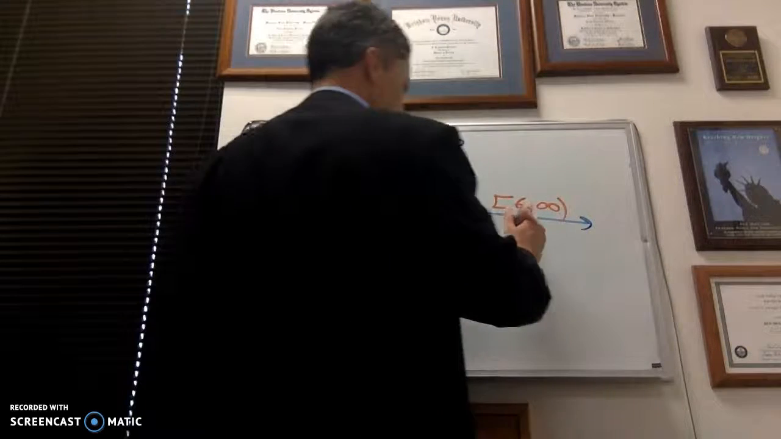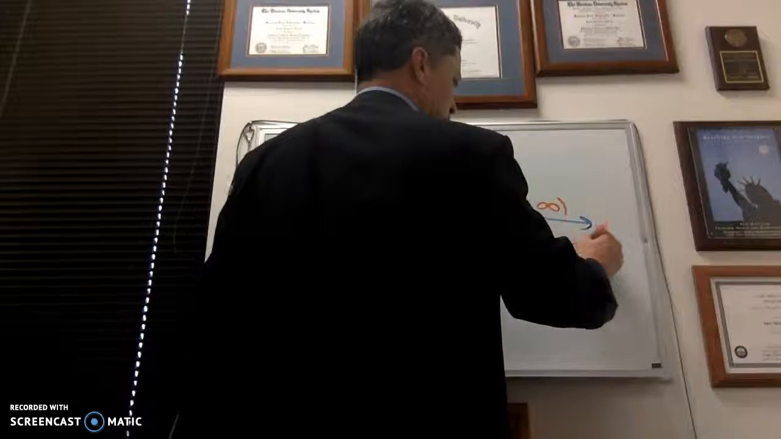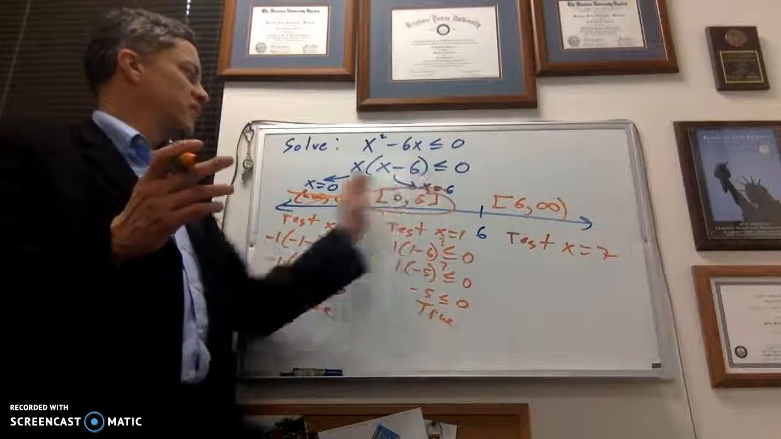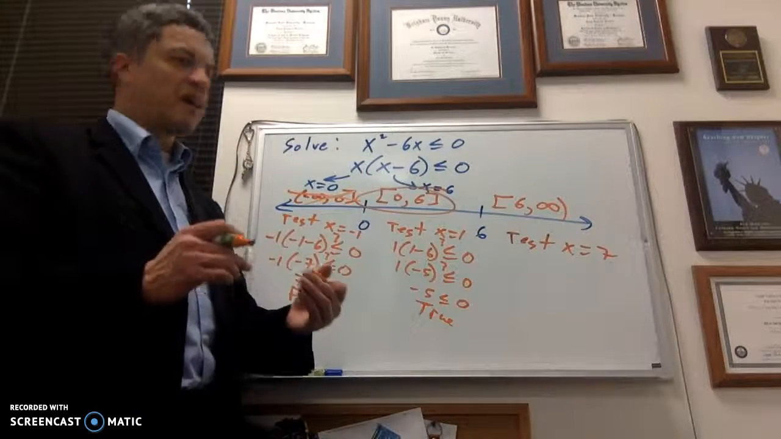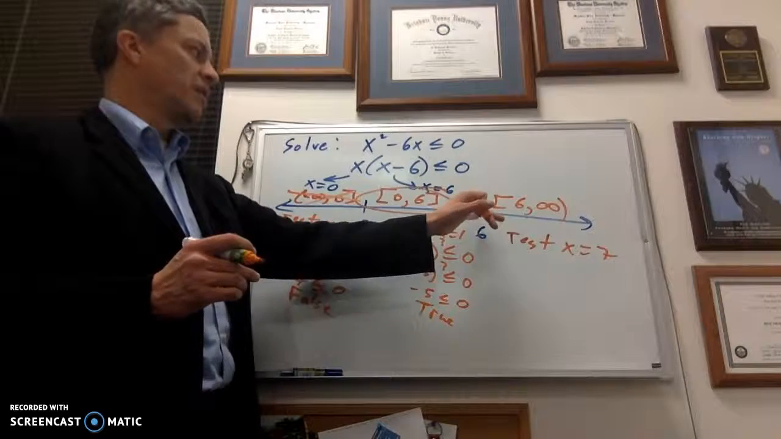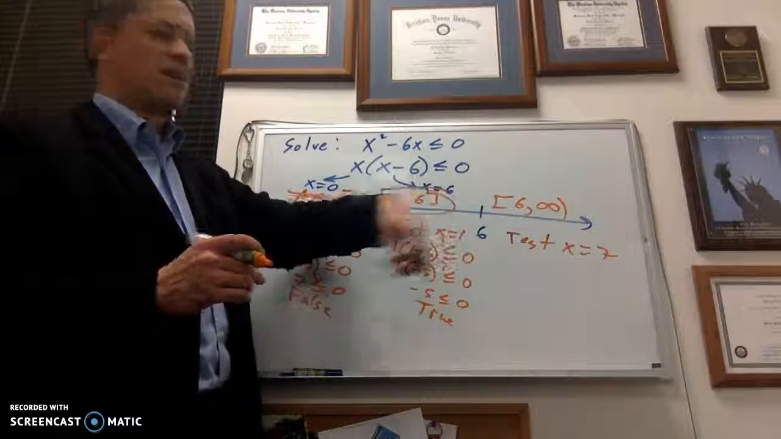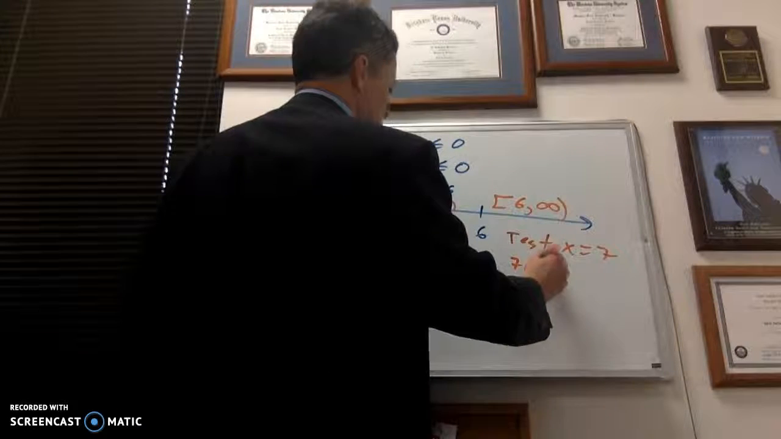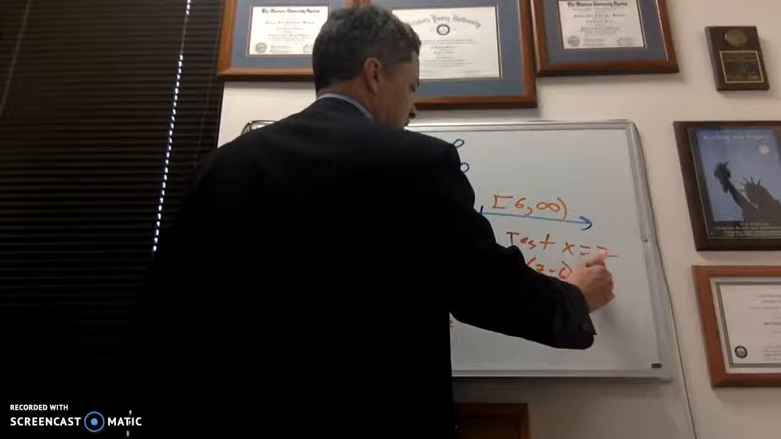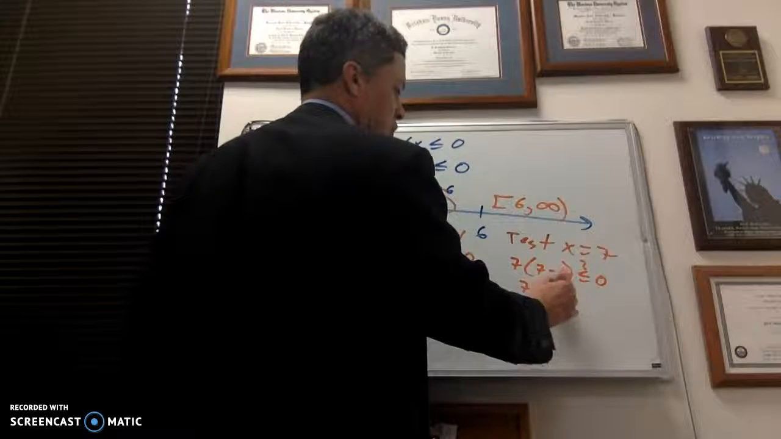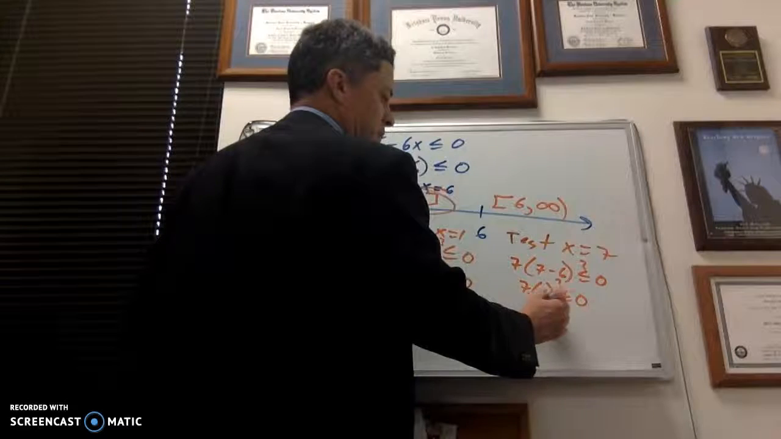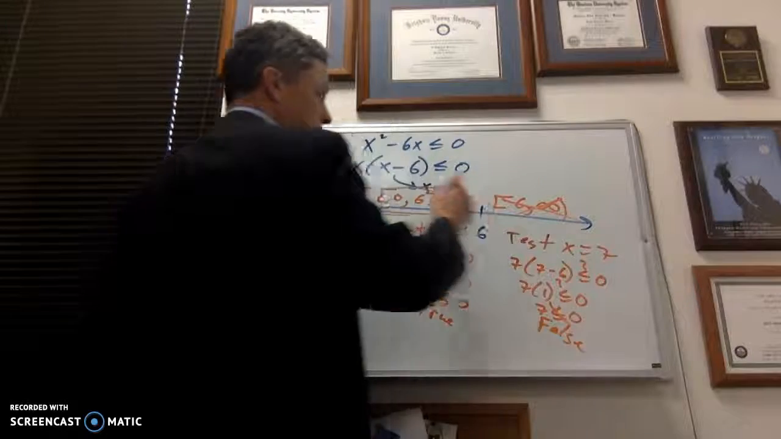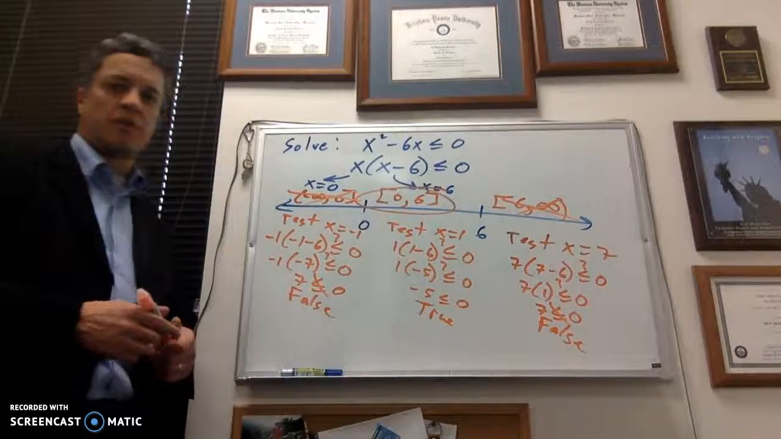Now let's try between 6 to infinity. Let's test x equals, say, 7. Again, I'm trying to pick points within these intervals that are as close to 0 as possible. I don't want to use the actual 6 here because I already know 6 is going to be included somehow, so that's going to be redundant trying to pick 6. All right, 7 times the quantity of 7 minus 6. Is that less than or equal to 0? Well, that's 7 times 1, trying to be less than or equal to 0. That's false. So you see, my middle interval is going to be my answer.